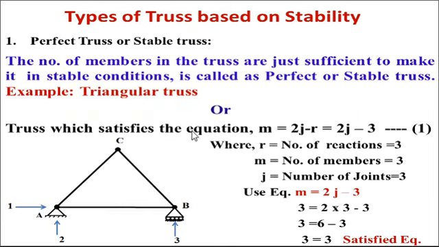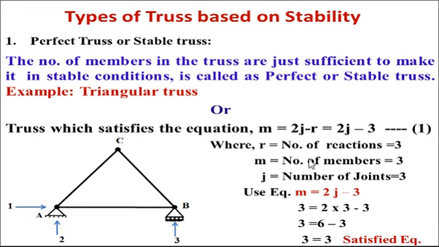Now I have shown here the types of trusses. First is the perfect truss or stable truss. So what is a perfect truss? The number of members in the truss is just sufficient to make it stable. It is called a perfect or stable truss. A simple example is the triangular truss. The number of members is sufficient to make it stable, so it is called a stable or perfect truss.